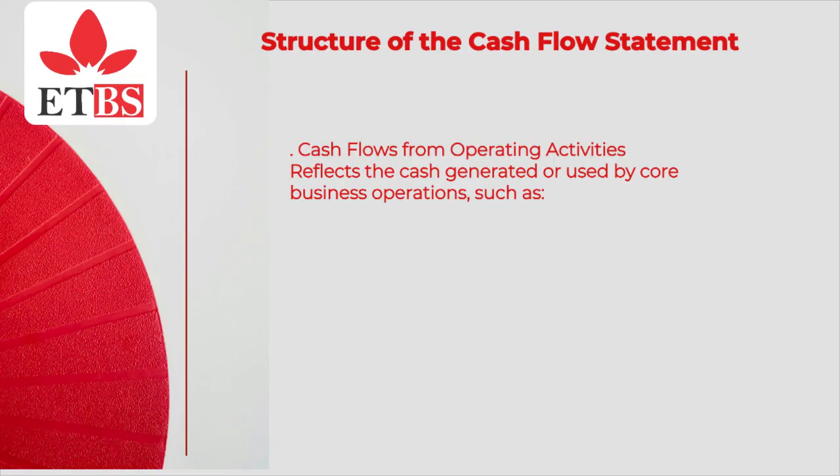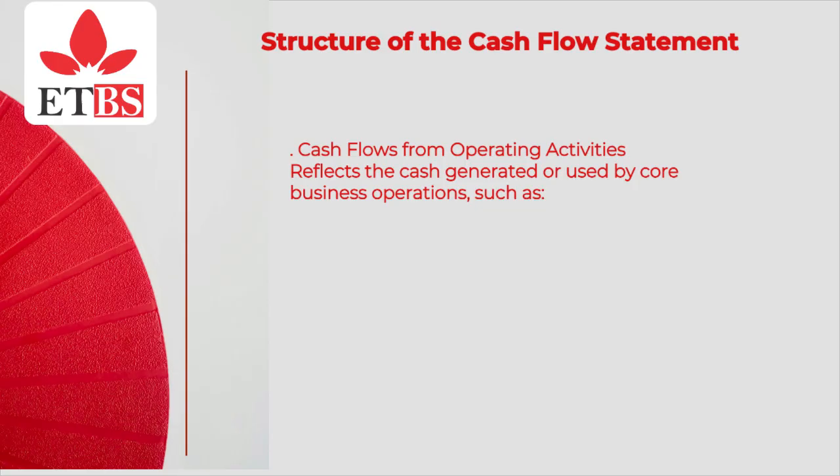Structure of the cash flow statement. There are three primary sections in the cash flow statement. A. Cash flows from operating activities reflects the cash generated or used by core business operations, such as receipts from customers, payments to suppliers, wages and salaries, interest paid or received, taxes paid. Two reporting methods. Direct method lists all major cash receipts and payments. Indirect method starts with net income and adjusts for non-cash items and changes in working capital.